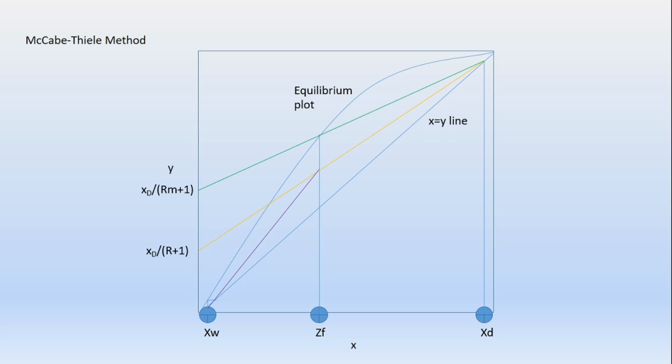Okay, so now we have all the three operating lines. We have the feed operating line, we have the enriching section operating line, and we also have the stripping section operating line. All the three lines intersect at a common point. And we start drawing the stages from XD equal to YD point, and the stages are drawn on the operating lines. So we do this stepwise construction on the operating line, and the steps are drawn between operating line and equilibrium curve.